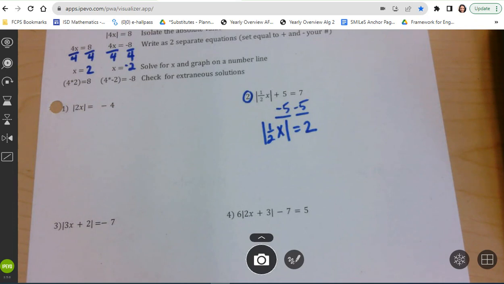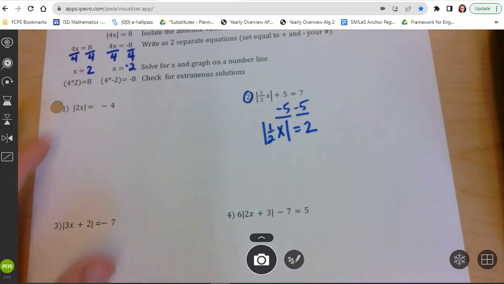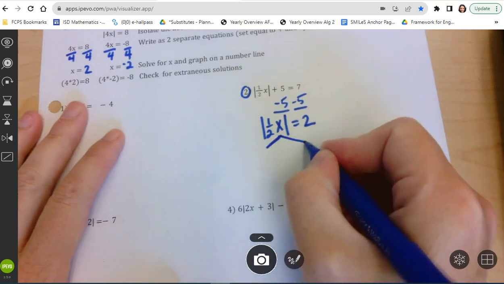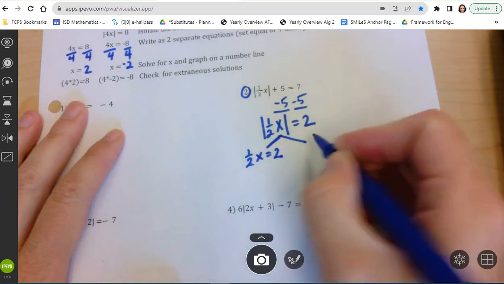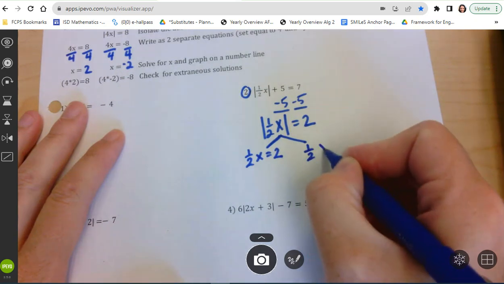So that means that what's inside the absolute value might be 2 and it might be negative 2. So we rewrite it both ways. And when you rewrite it, you do not put the absolute value on it. So you have two possibilities. Either 1/2 x equals 2 or 1/2 x equals negative 2.